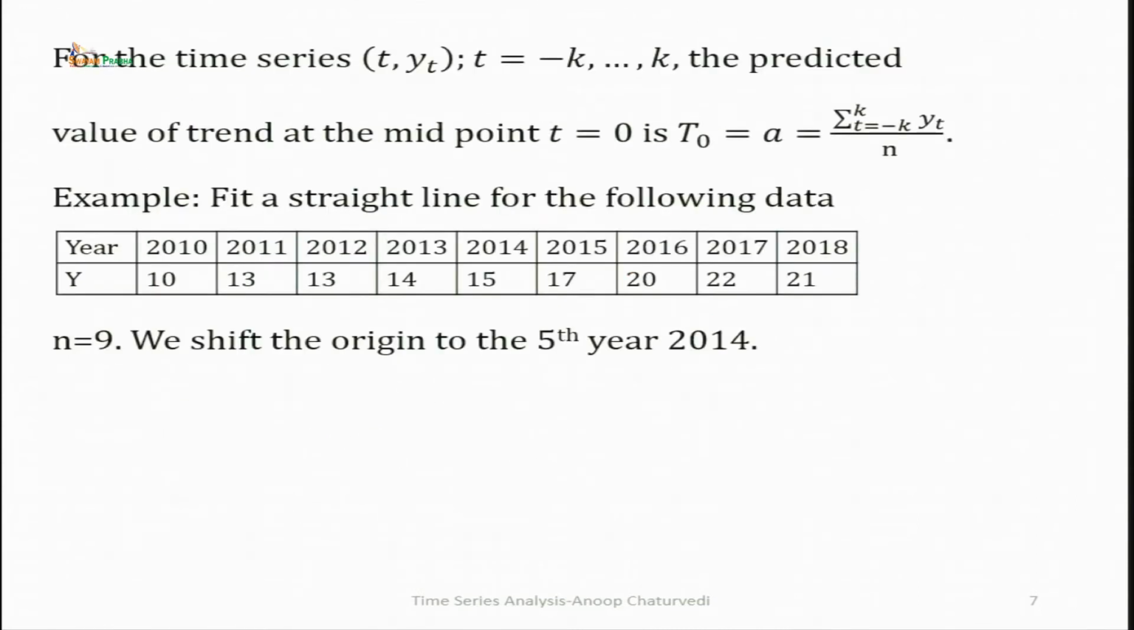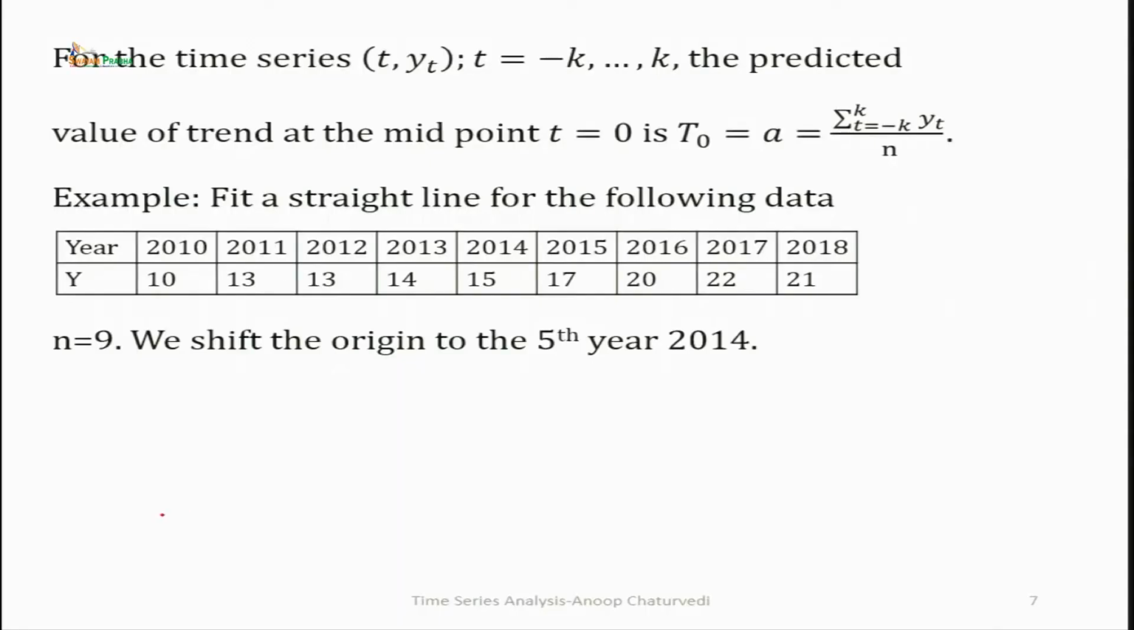Now, if you take this kind of transformation and then you try to obtain or predict the value of trend in the middle of the range, that means at t equal to 0, then what is the value of y naught? Actually, y t is equal to a plus b t. So, for t equal to 0, it becomes a.